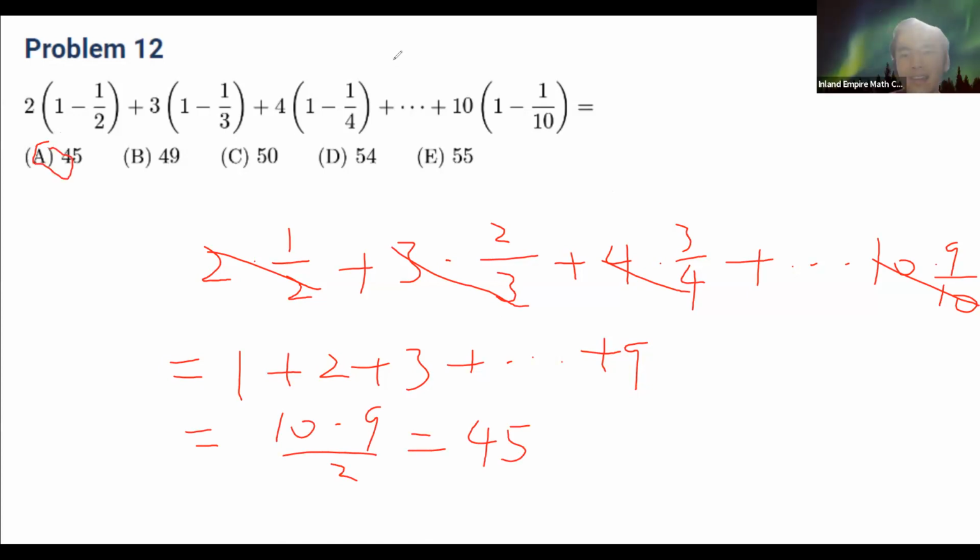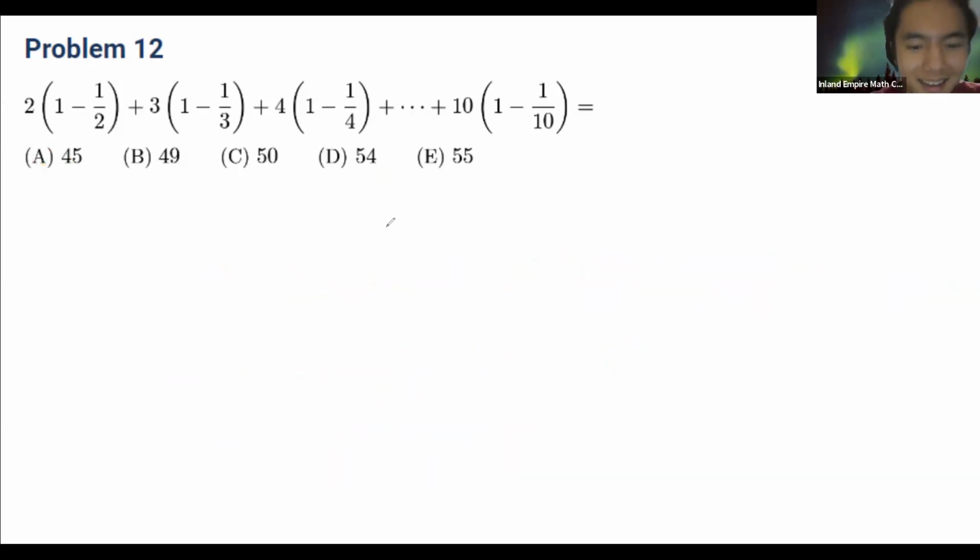But let's say that you never learned about this formula. So how could you solve this question? Well, I'm going to show you how to derive this formula. It's actually pretty cool because it's very intuitive.